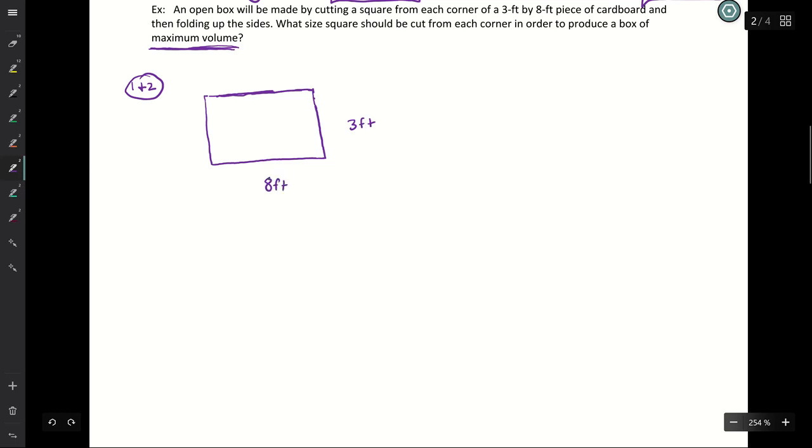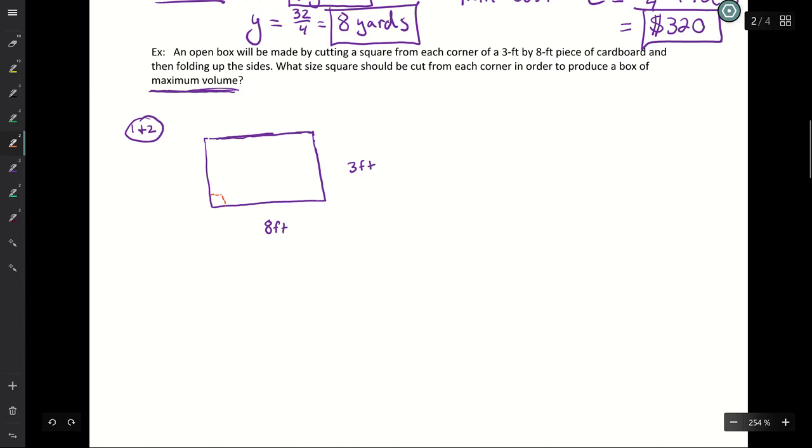All right, now here's what they mean by cutting squares out. We're going to cut squares out of the corners, and they're going to be equal size squares. So whatever size square we cut out of one corner, we cut the same size squares out of each of the other corners. And then those pieces are going to be removed, and then we're going to fold up the sides to form the box. So here's what I'm going to do. I don't know what size squares that I'm going to be cutting out, so I'm going to label these x by x squares.